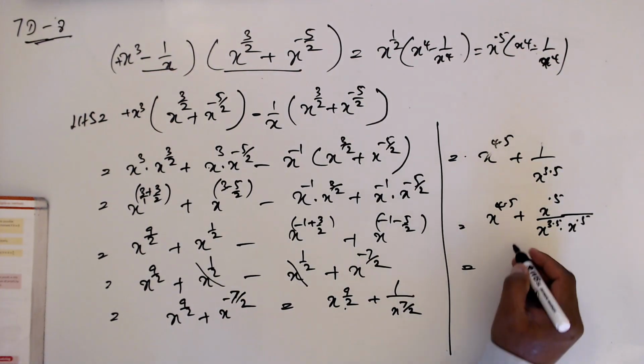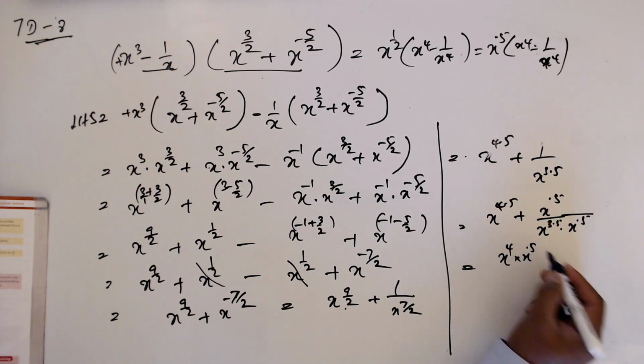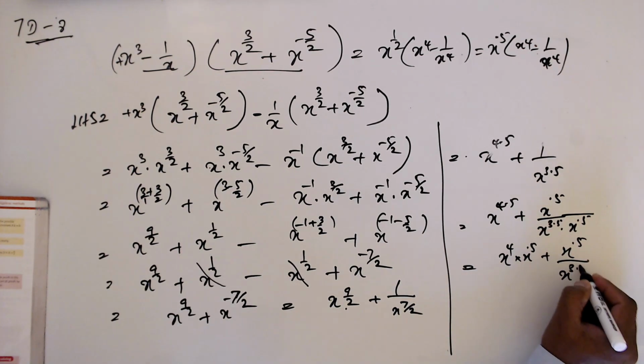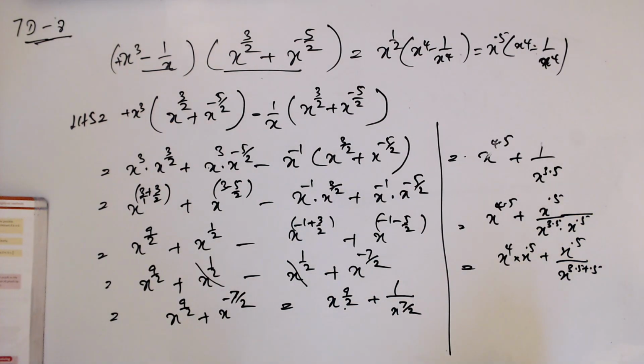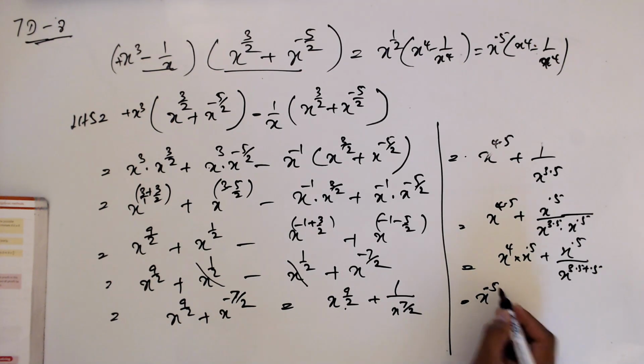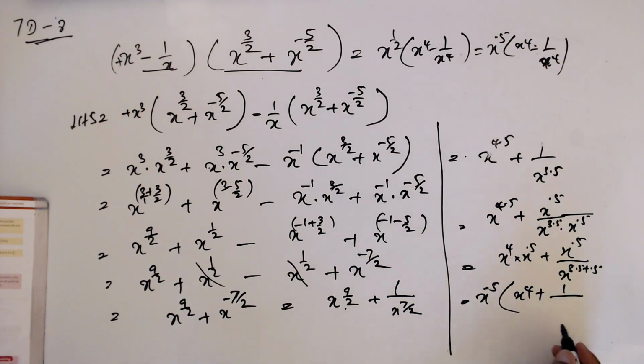Now I can write x^4 times x^0.5 plus x^0.5 over x^3.5 plus x^0.5. Now I can take x^0.5 out. This is going to be x^4, and this is going to remain 1, x^4 times x^0.5 out, and this is going to be x^3.5 plus x^4. x^0.5 means x to the power half. So x^4 plus 1 over x^4.